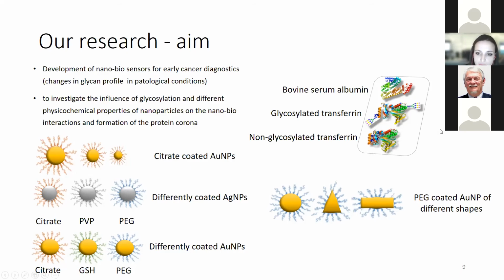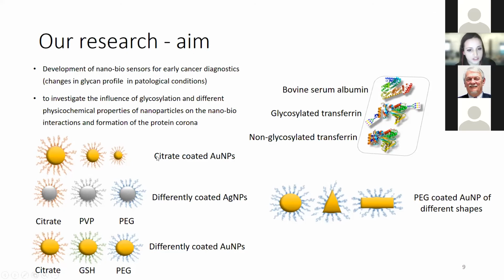So we used the model protein transferrin because the transferrin glycan profile has already been used in clinic for some conditions, for example, to determine chronic alcoholism or congenital disorder of glycosylation. So it made sense to use it. And of course, bovine serum albumin was used because most of the research has been done on it, so it made our results easier to compare with already published ones.